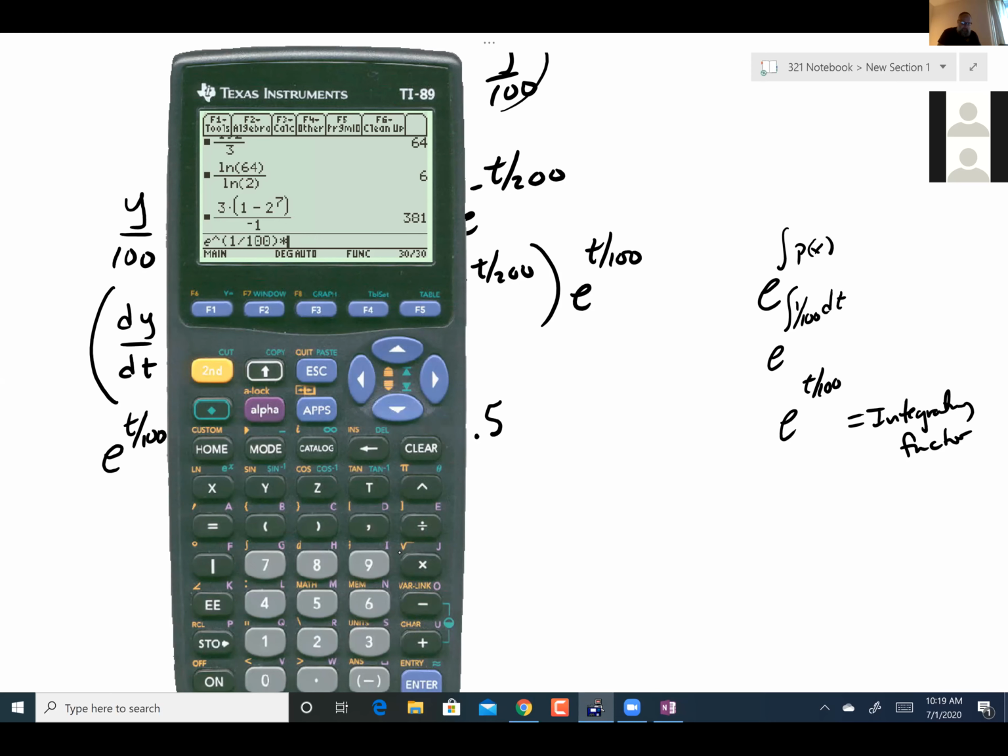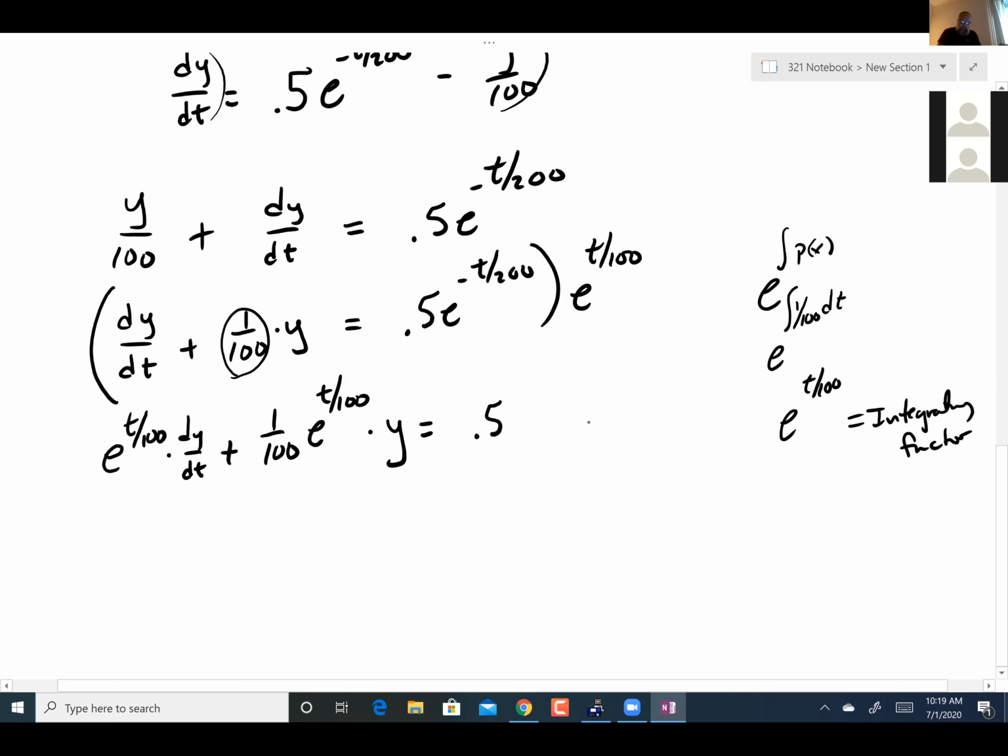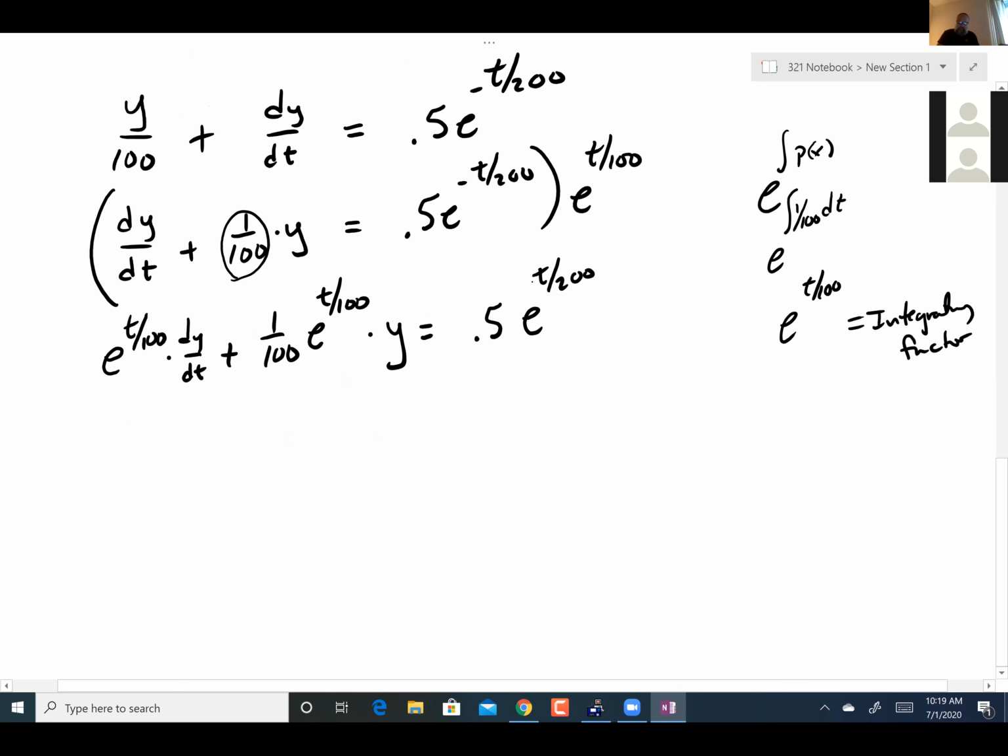times e to the, and it should end up being a positive t over 200, I believe, but I'm going to go ahead and do it this way anyways. Negative 1 divided by 200. And it is e to the 1 over 200. Beautiful. So t over 200. Nice. So all that is just an algebraic sleight of hand. But what it allows me to do is this next integral that I'm going to do.